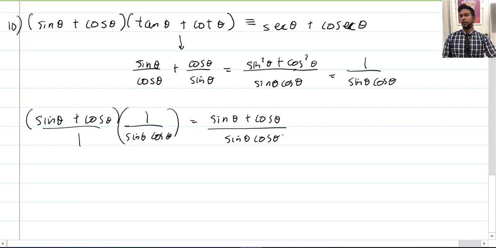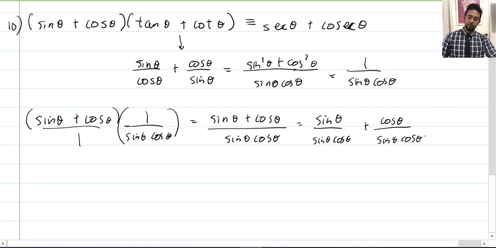Remember how we said we have to know how to decompose fractions, how to split them apart? So check what we could do. We could do sine theta over sine theta cos theta plus cos theta over sine theta cos theta. And guess what happens? Sine will cancel with sine, giving us 1 over cos theta. Cos will cancel with cos across here, giving us 1 over sine theta. 1 over cos is what? Sec. And 1 over sine is? Cosec theta.